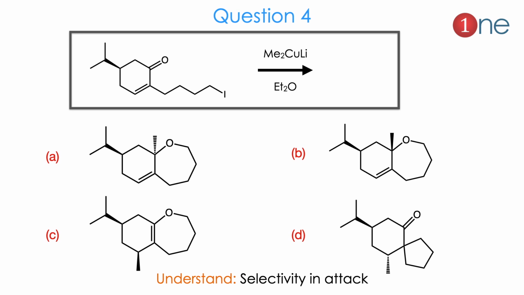Then question number 4. The starting material is a cyclohexyl system where a conjugated ketone is there, with an isopropyl group on one side and a long chain iodide on the other side. Here ring fusion is happening. Whether the ring fusion happens with a 7-member ring or a 6-member ring. So the real question is all about selectivity in attack, whether the attack will happen at the carbonyl carbon or the double bond.